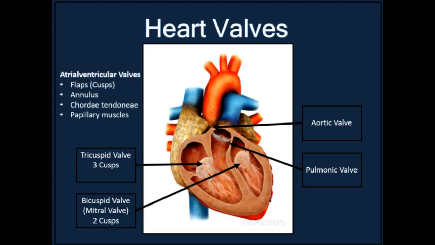Atrioventricular valves have either 2 or 3 flaps of endocardium attached to a ring-shaped annulus. Cord-like tendons called chordae tendineae attach the cusps to the papillary muscles within the ventricles. The pulmonic and aortic valves have 3 moon-shaped cusps that open and close to control the flow of blood into the pulmonary and systemic circulations.